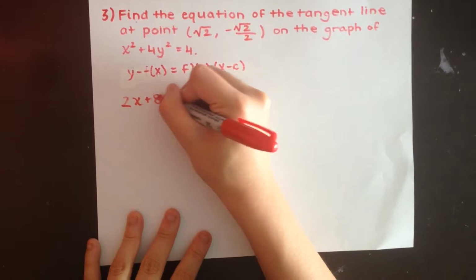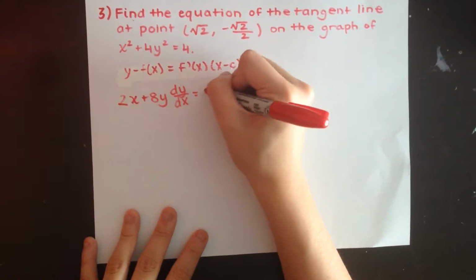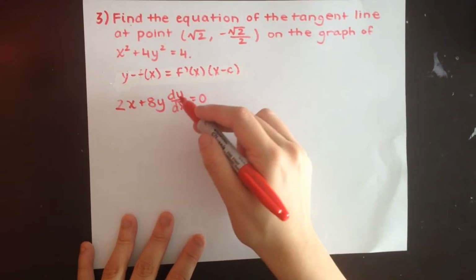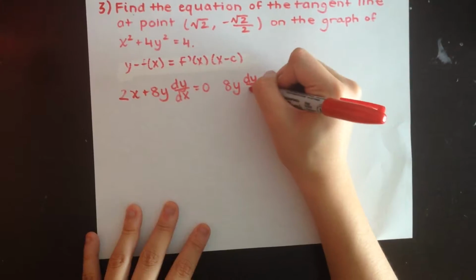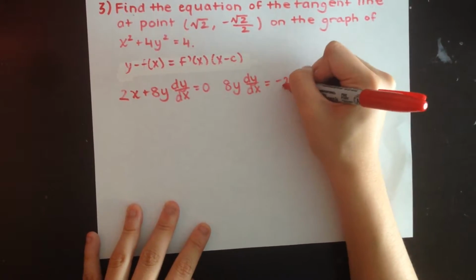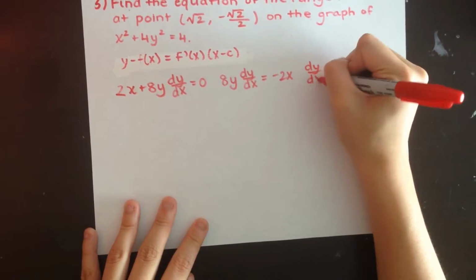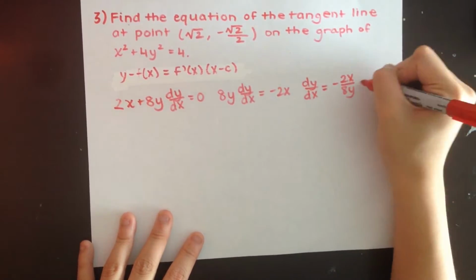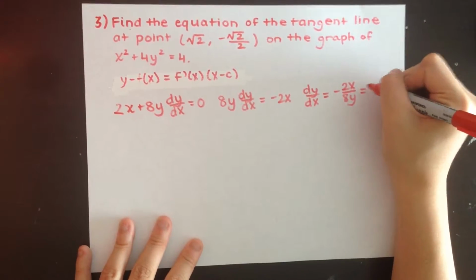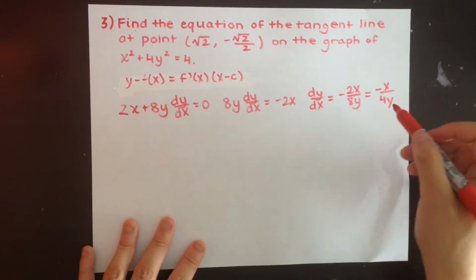2x plus 8y dy over dx equals 0. And you bring this to one side, so 8y dy over dx is equal to negative 2x, divided by 8y on both sides, which gives you dy over dx equals negative 2x over 8y, which is the same thing as negative x over 4y, and this is the equation for your derivative.